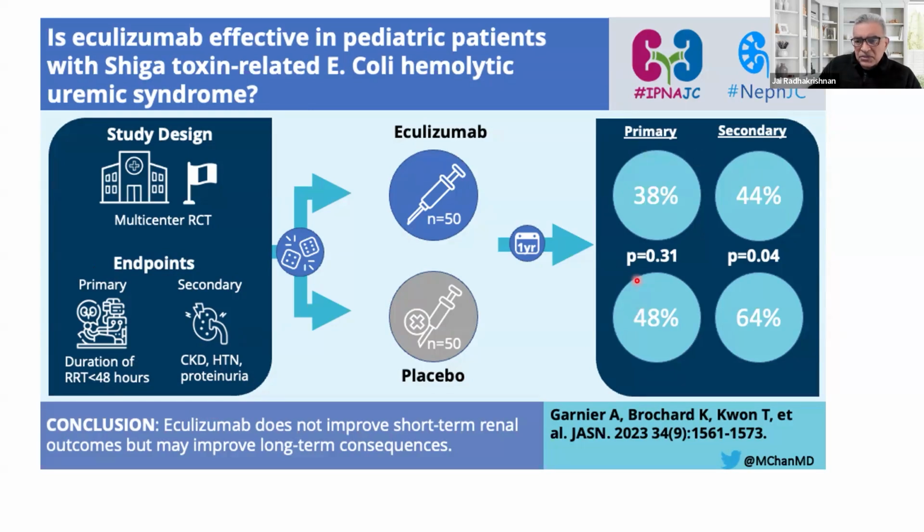So you can see primary endpoint, there was a trend towards lesser events in the eculizumab group, but not significant. And there was a significant lesser number of events in terms of CKD, hypertension and proteinuria at the end of 1 year. So short term, no difference. Long term, yes, there seems to be some mitigation. So probably we would reserve eculizumab in the most severely affected patients, for example, especially with CNS involvement, based on the German series. But most patients, young people with HUS, can be managed conservatively.